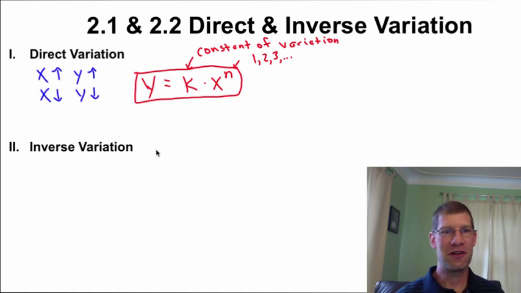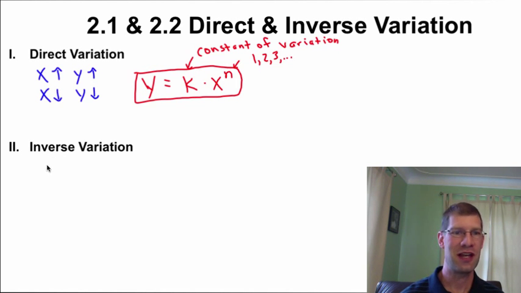Jumping down to inverse variation. So inverse variation, now the chapter 2, section 2. So if your homework is just from section 1, you won't be doing these yet. But things are going to be inversely related if x and y do opposite things. So now when x gets bigger, y has to get smaller. Or if x gets smaller, y has to be larger.